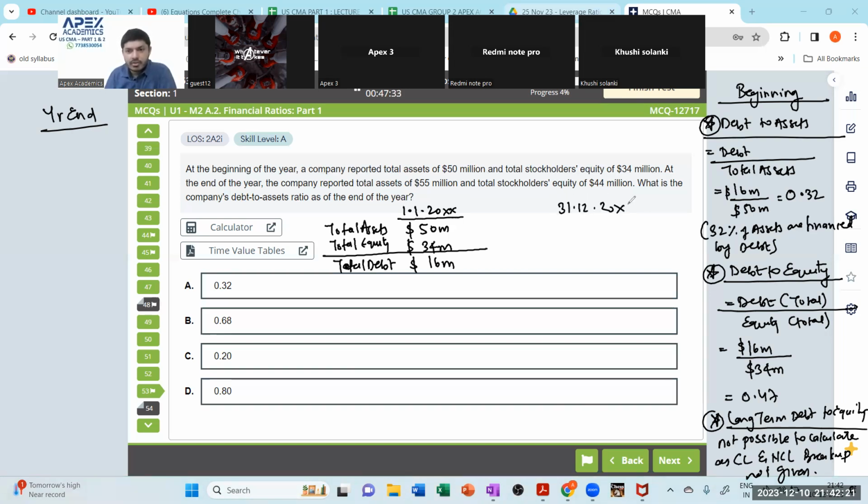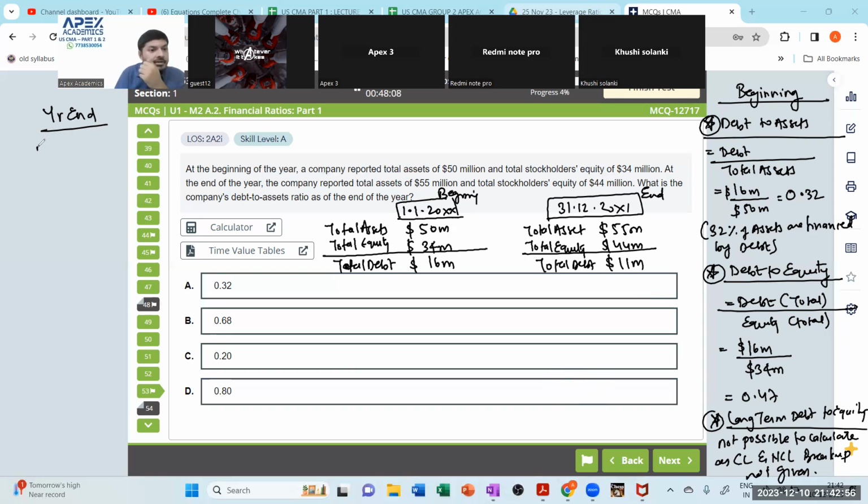Now, 31st of December 20x1. This was your beginning and this is your end. At your end, as Aditya correctly pointed out, what are the total assets of the company? 55 million. What is the total equity? 44 million. Therefore, what is your total debt? 11 million.